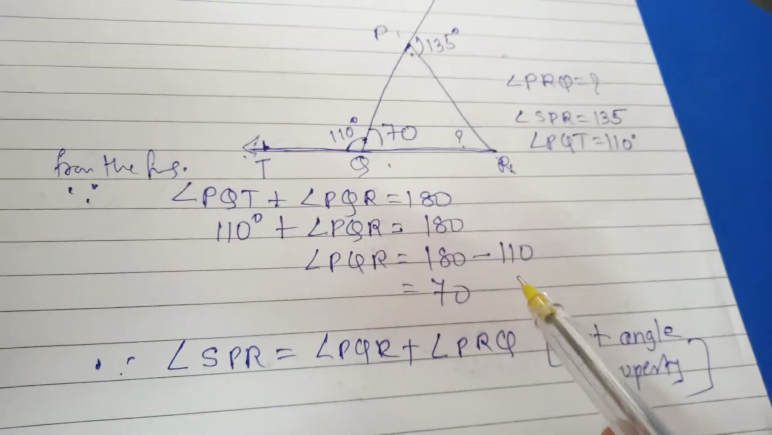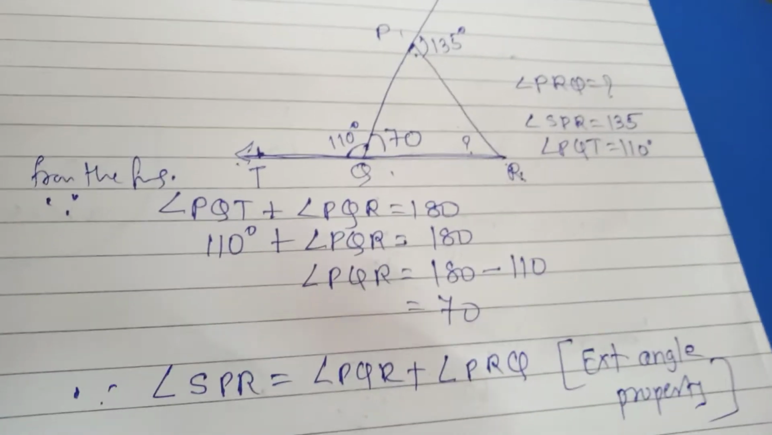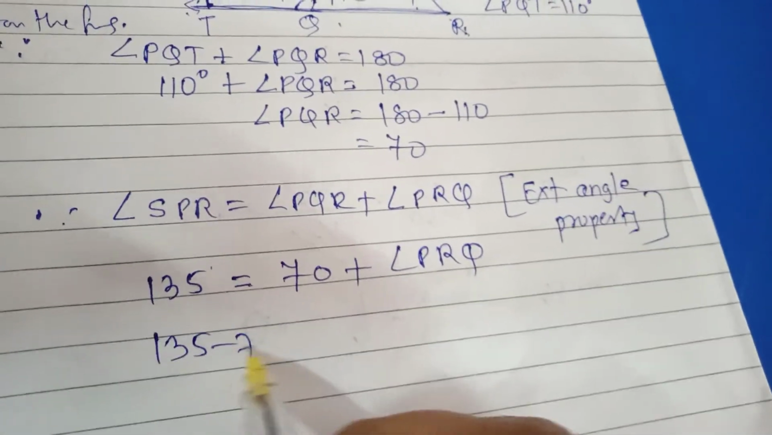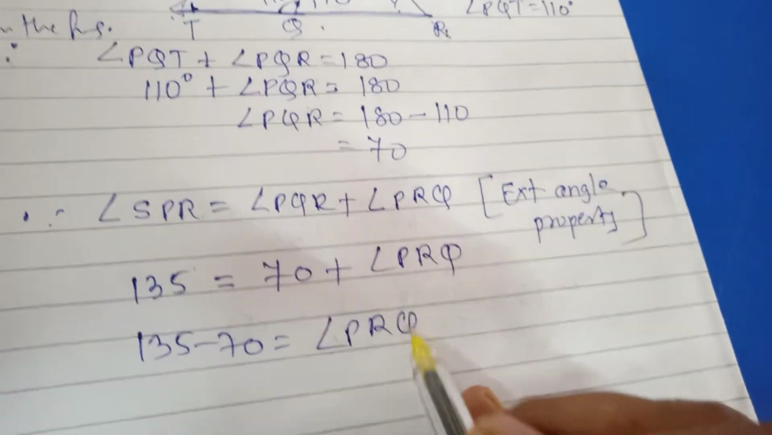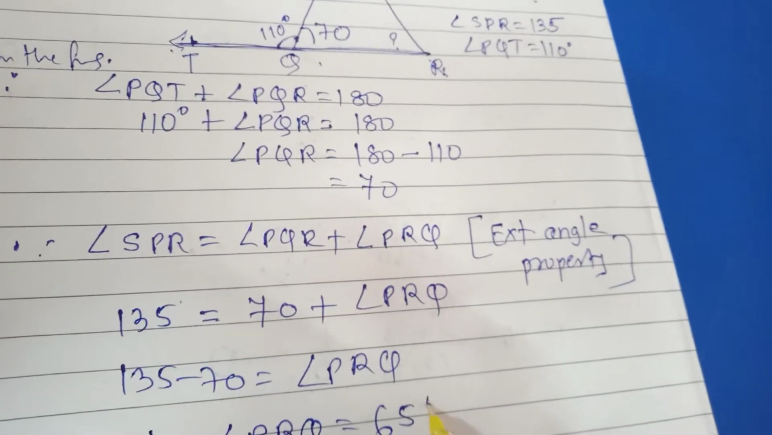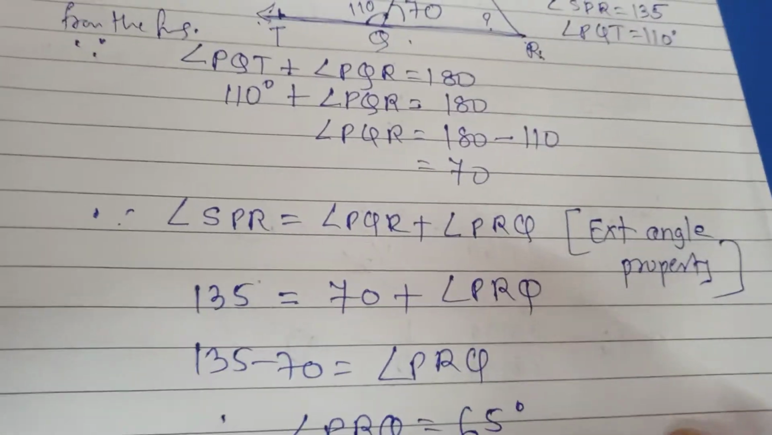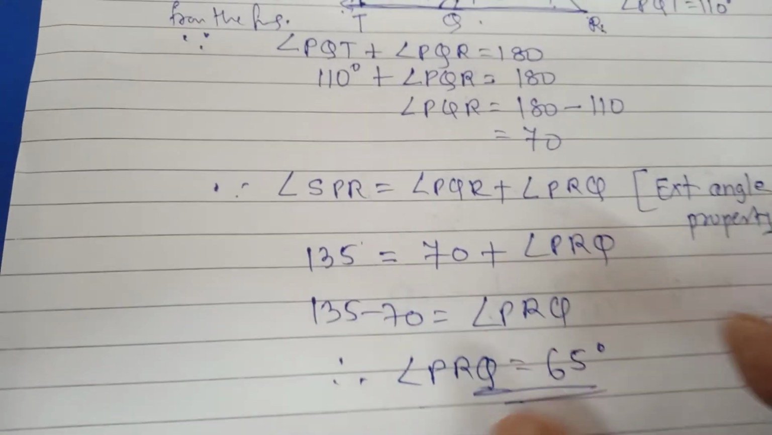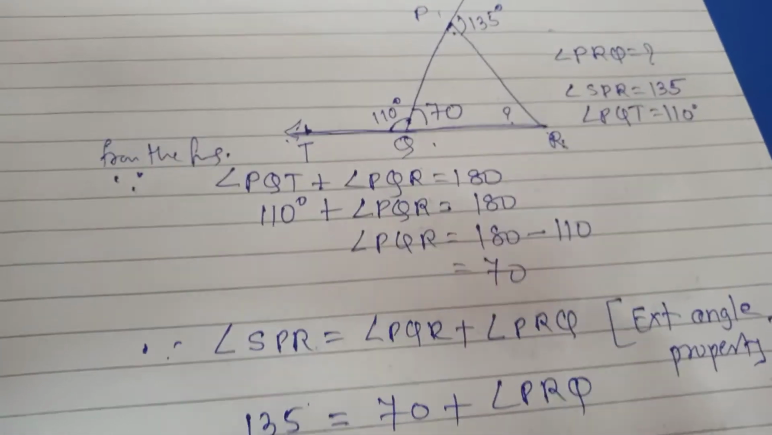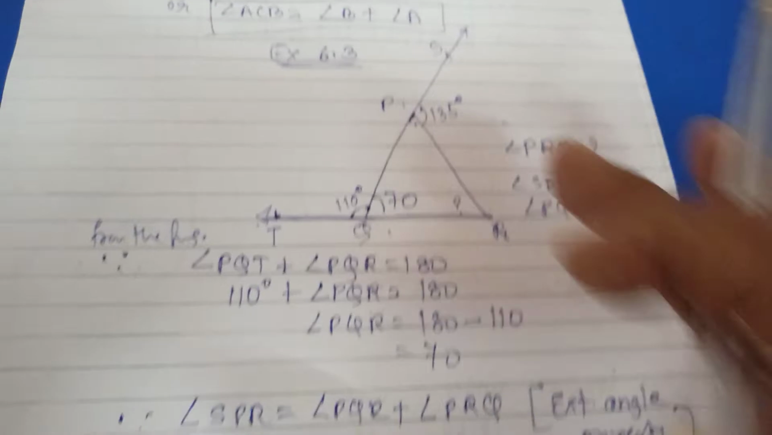Then SPR is given as 135. So 135 is equal to 70 plus angle PRQ. Now 135 minus 70 is equal to angle PRQ. So what is the value of angle PRQ? PRQ will be 65 degrees, right? So we got the value of PRQ as 65. Clear? So this is the way to solve the numericals. I hope you are getting everything. So what we did today, we did the theorem, then the exterior angle property as well as the numerical.